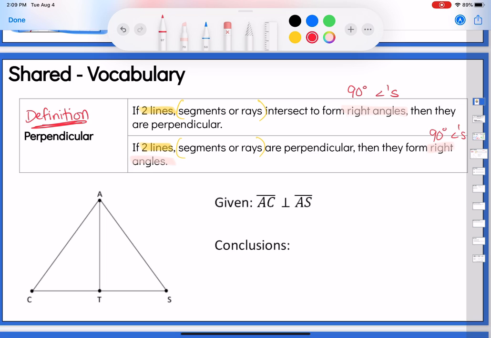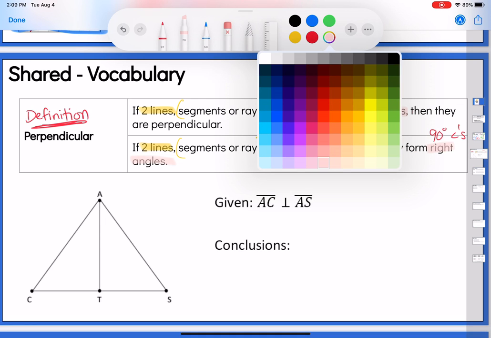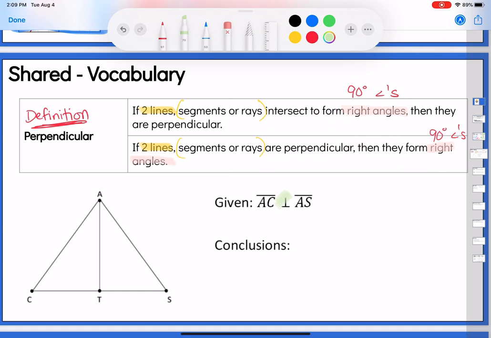All right, so we remembered kind of what perpendicular meant already. There was just the if-then form. It means that they form right angles, right? So here's an example. In this picture, you are given that segment AC is perpendicular. Here is maybe something new to you. I'm not sure if you know this one yet. This right here is the symbol that means perpendicular.